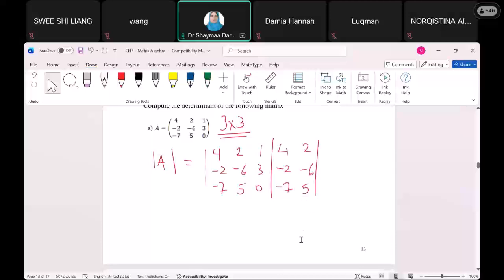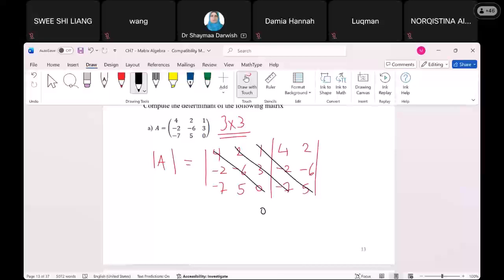Now you can multiply. I have 3 diagonals. This is the first one, this is the second one, this is the third one. So 4 times minus 6 is minus 24, times 0 is 0. 2 times 3 is 6, times minus 7 is minus 42. 1 times minus 2 is minus 2, times 5 is minus 10. So this is the first 3 diagonals.